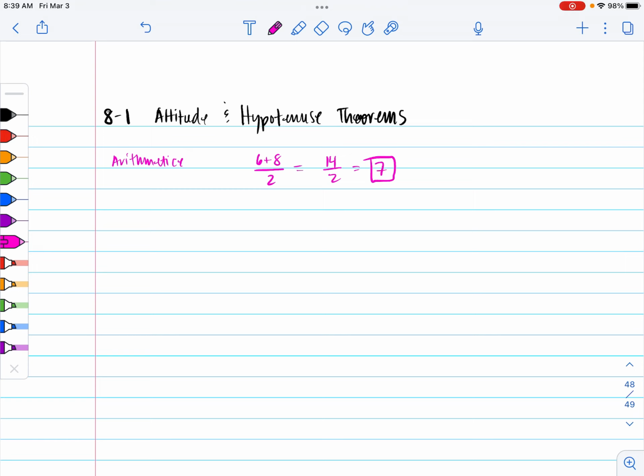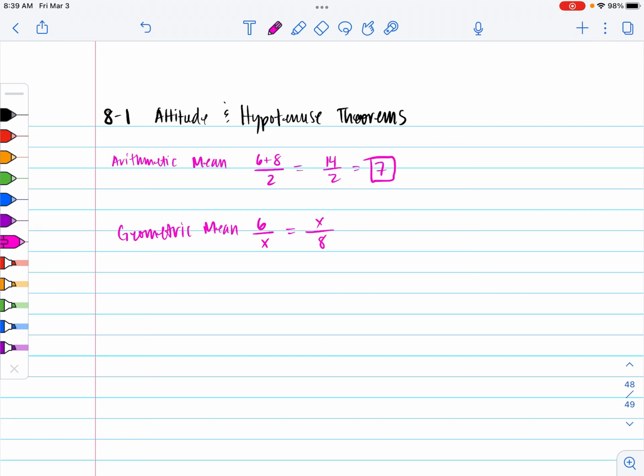Geometric mean is a little bit different. It is the proportional mean between two numbers. So if we took those same two numbers, 6 and 8, it is the proportional mean between them, meaning we would have to do something more like this. Arithmetic mean, and this is geometric mean. It looks more like this, where it's a proportion between each other.